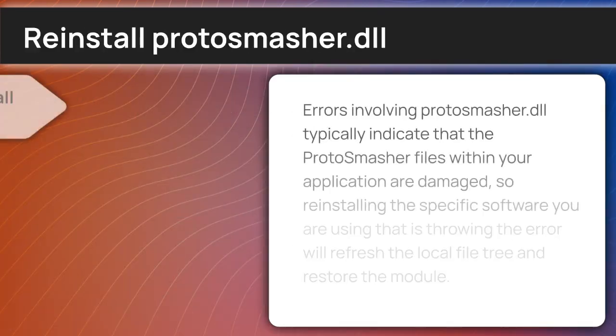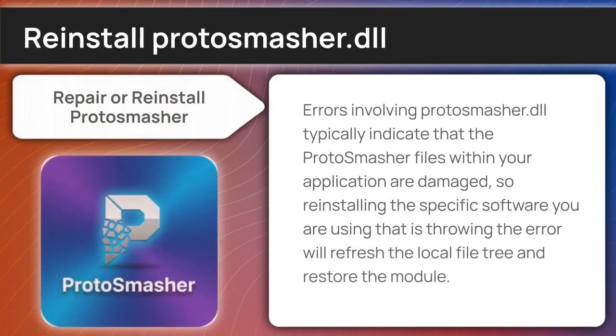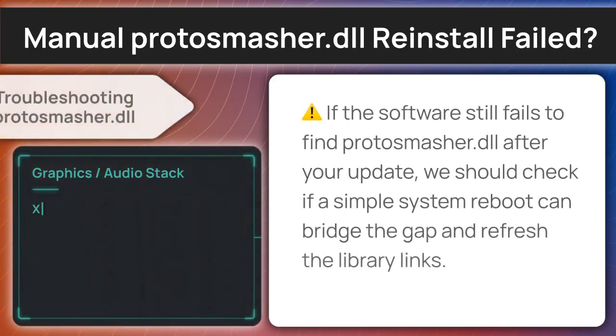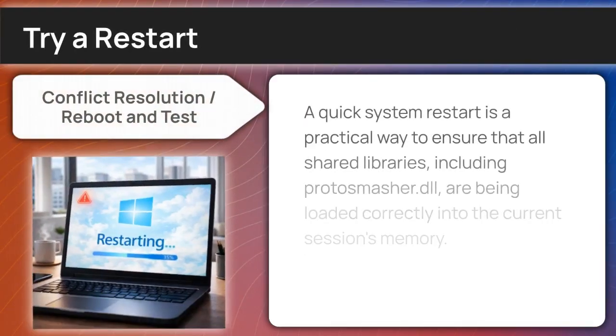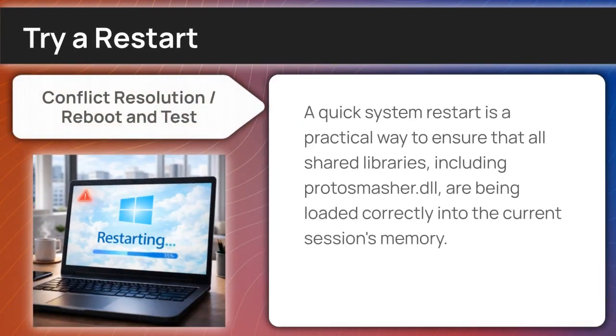Errors involving Protosmasher Library DLL typically indicate that the Protosmasher files within your application are damaged, so reinstalling the specific software you are using that is throwing the error will refresh the local file tree and restore the module. When a fresh installer fails to clear the error, it typically points toward a deeper conflict within the Windows execution layer. If your system has been running for an extended period, a reboot might be necessary to resync your background processes and clear any temporary locks on the Protosmasher library file.